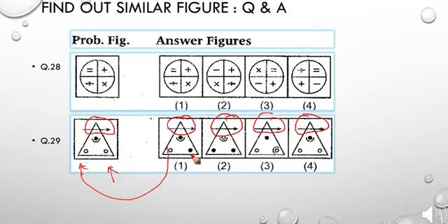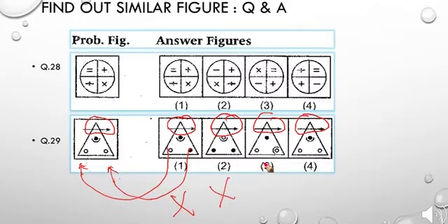Let's check for the next corner. In the next corner, in problem figure it is a blank circle, here it is a black dot. So this is mismatching. So this one cannot be the answer. Let's check for the second option. In the second option, the first place should be a blank circle and the next also should be a blank circle, but here black dots have been given, so this cannot be the answer.